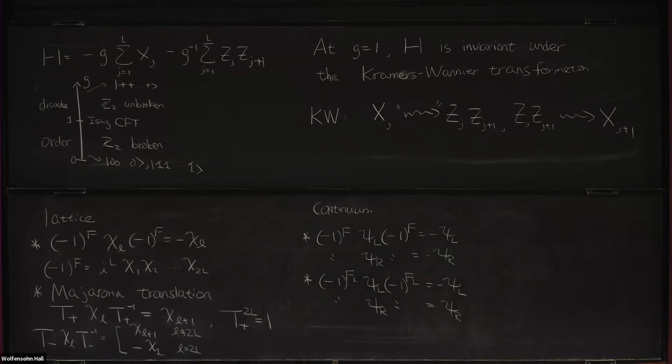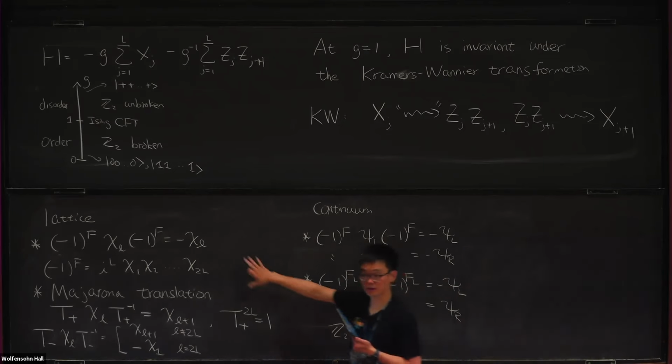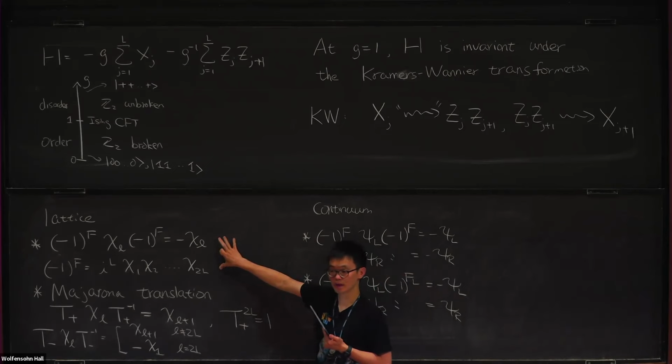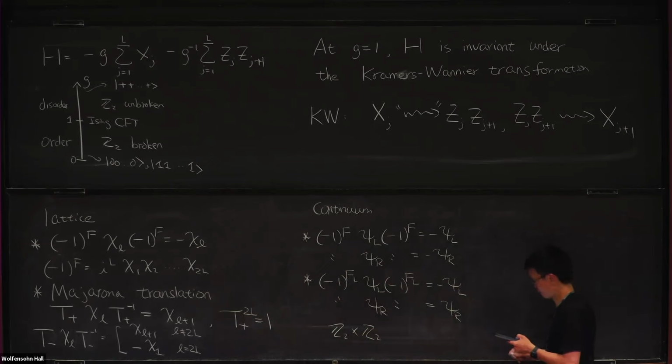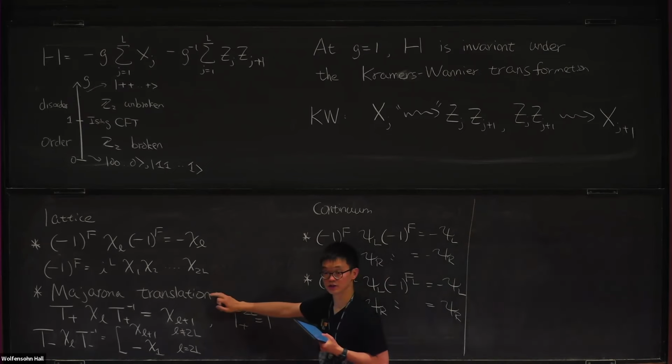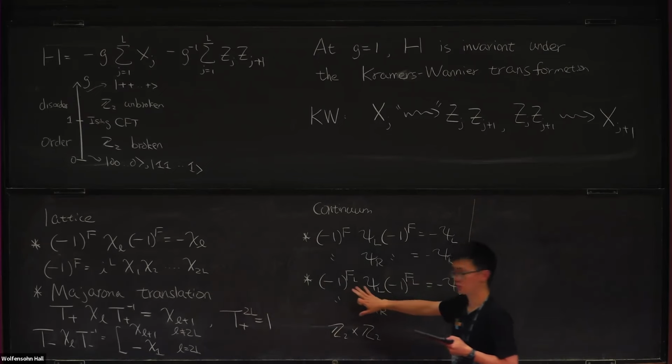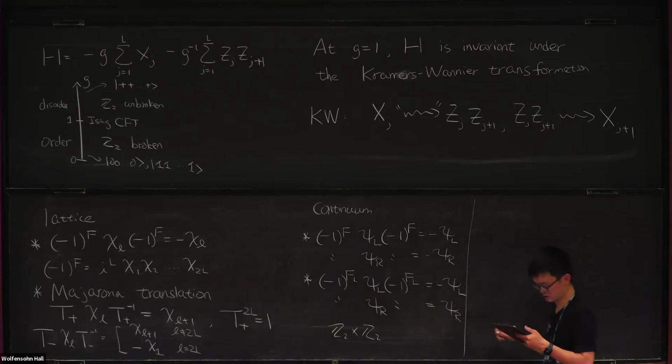If you just look at it, it seems that there's a mismatch in the number of symmetries. In the continuum, clearly we have a Z_2 cross Z_2 internal symmetry. You have two fermions, they don't talk to each other, and you can flip their signs independently. But for the lattice system, we just have one Z_2 internal symmetry, and we have some lattice translation. The way it works is that this Majorana lattice translation symmetry is actually related to the chiral fermion parity.